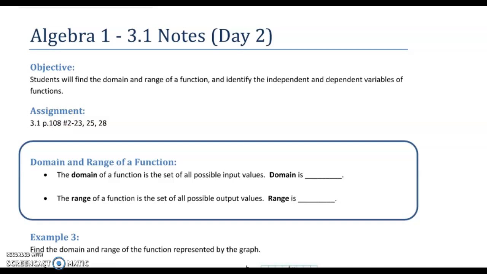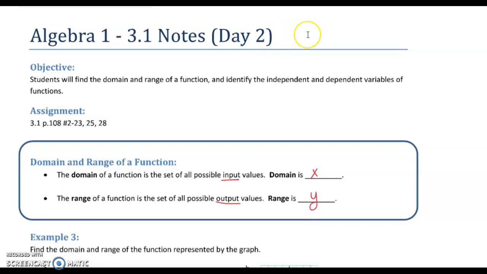Okay, so we're just looking at the day 2 notes, so a little bit of quick review. The domain of a function is the set of all possible input values. And input means domain is x, typically the variable that goes with it, but it's the input. Range is the set of all possible output values, and usually that is y.